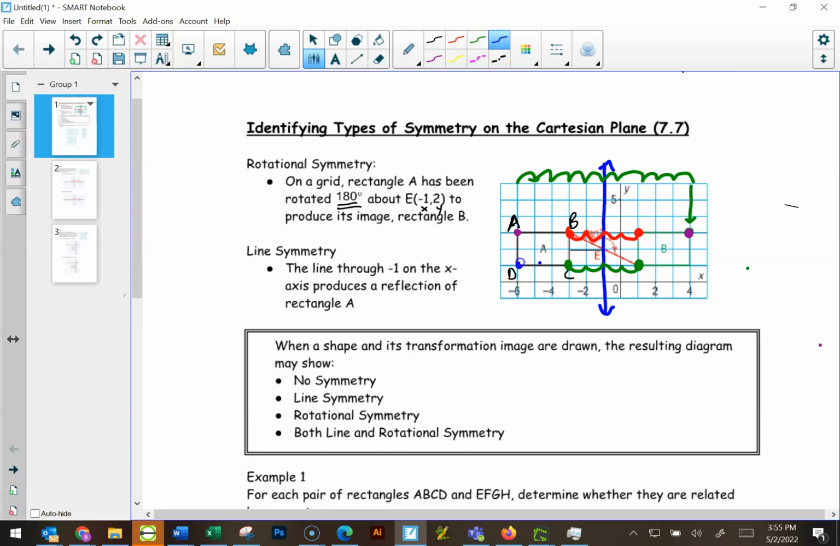I need one more color. D's going to line up with that one. So that means we do have line symmetry on this one as well. We had both rotational symmetry and line symmetry. And where do we have line symmetry?